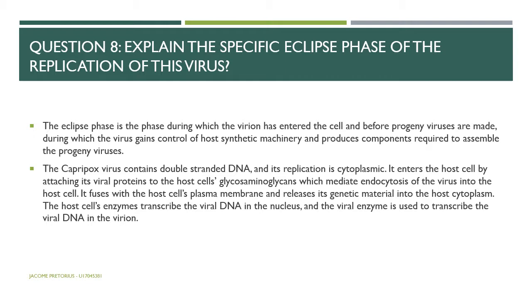Capripox virus contains double-stranded DNA, and its replication is cytoplasmic. It enters the host cell by attaching its viral proteins to the host cell's glycosaminoglycans, which mediate endocytosis of the virus into the host cell. It fuses with the host cell's plasma membrane and releases its genetic material into the host cytoplasm. The host cell's enzymes transcribe the viral DNA in the nucleus, and the viral enzyme is used to transcribe the viral DNA in the virion.